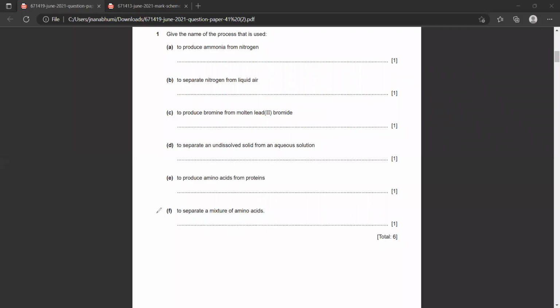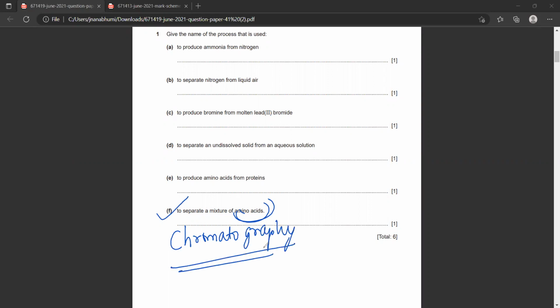The next question is to separate a mixture of amino acids. For separating different types of amino acids, we use chromatography. By this process, we can separate the mixture of amino acids. So in the first question we have solved 6 sub-questions, so there are a total of 6 marks. Now we'll solve the second question.